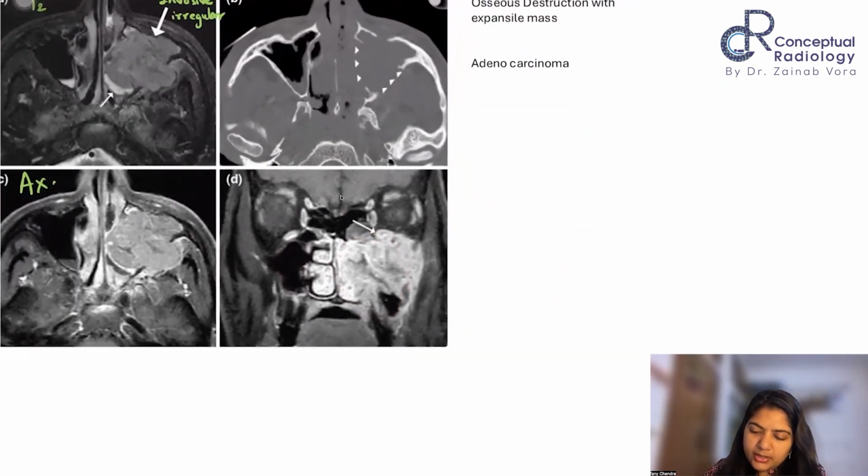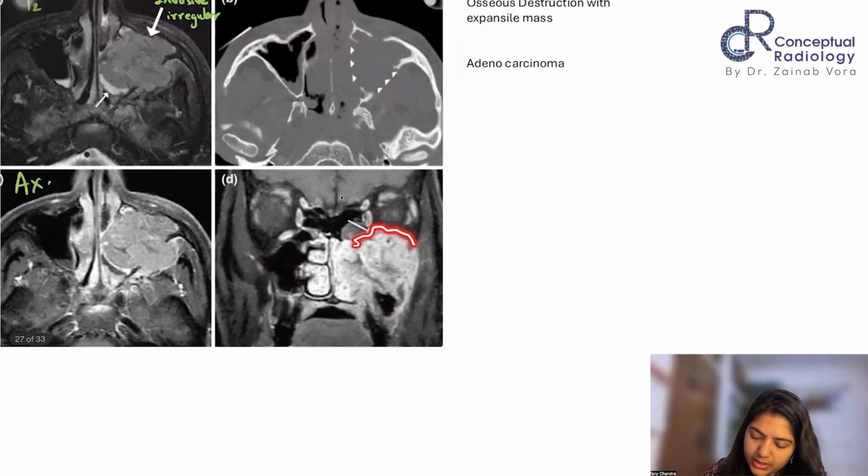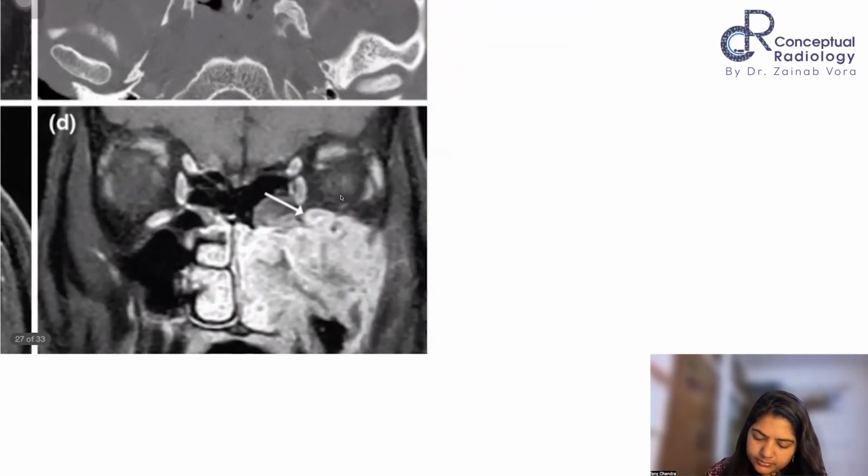So what has happened here is that there is a proper erosion here. Also, the wall around here, somewhere we're expecting it here, but this has gone out as well, right? So it's gone into our masticator space of the infratemporal fossa, right? It has gone into the orbit. Can you see? This is the muscle. This is the inferior rectus muscle in the orbit, which is being partially lifted up and is showing loss of fat plane.